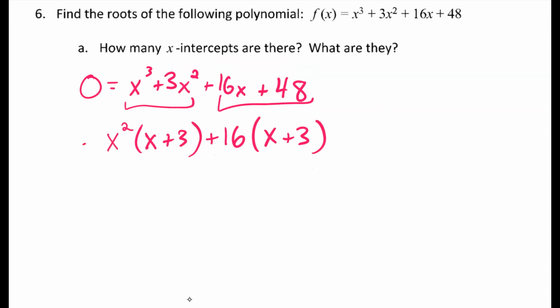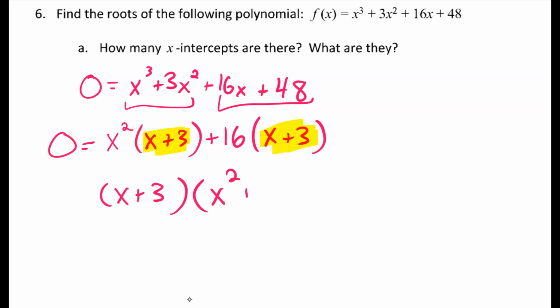And you should be happy about that because factor by grouping only works, right, if these 2 sets of parentheses are the same. Because I can think of that x plus 3 as a GCF that I could factor out of both of them, and the x squared plus 16 as my leftovers, right? So now I've got my 2 factors here.